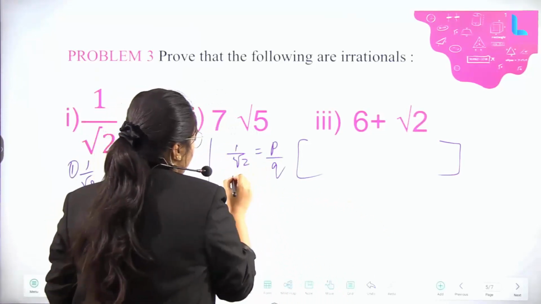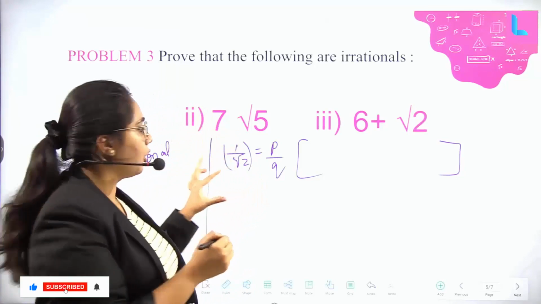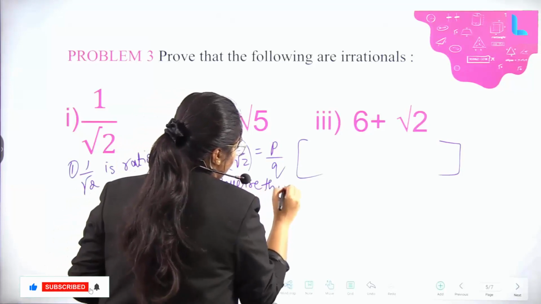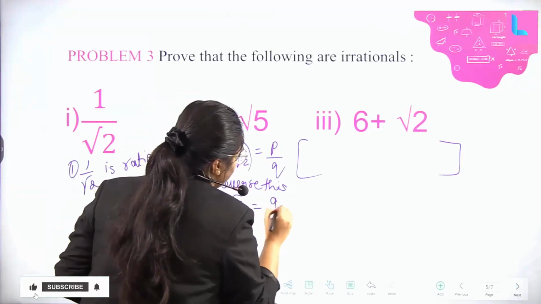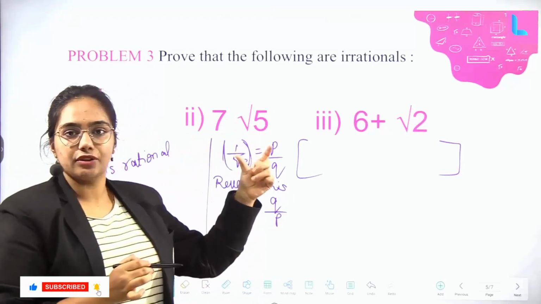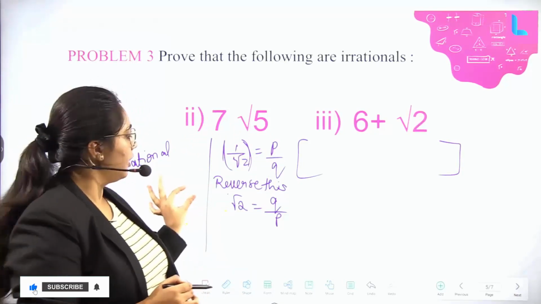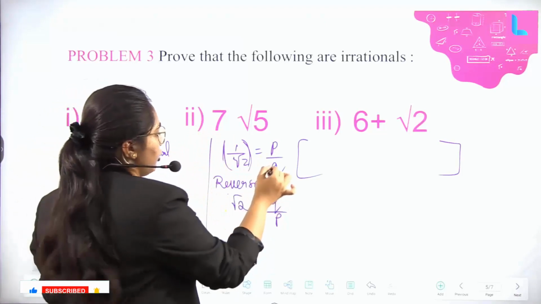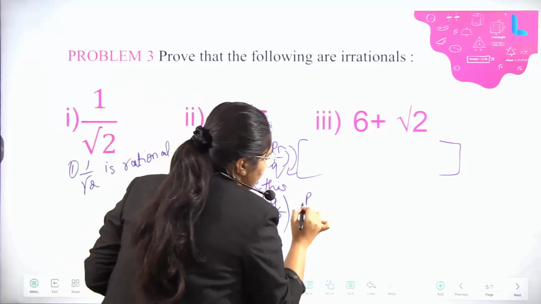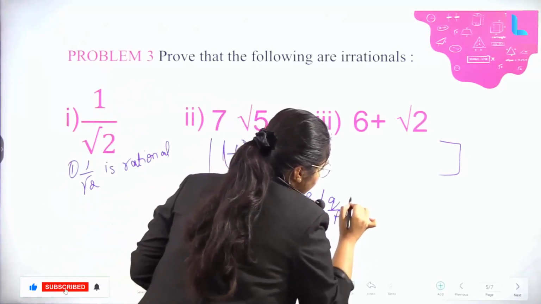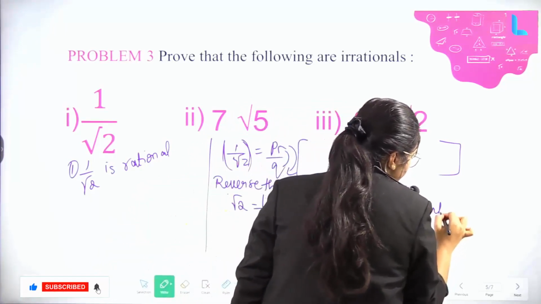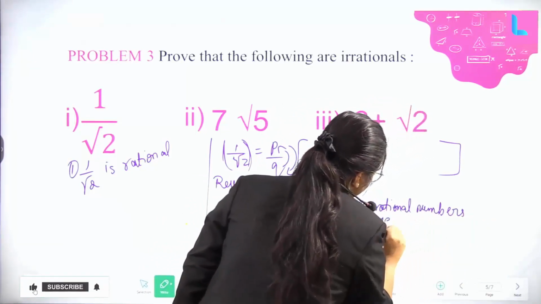Since this is in the denominator, numerator and denominator factor, we'll just reverse this. What you'll be getting is root 2 is equal to Q upon P. What did I just do? This was there in the fraction form, and I just wanted it in a single format. So I just reversed it; this goes to the numerator and this comes to the denominator. Again, P upon Q or Q upon P in rational numbers means the same.